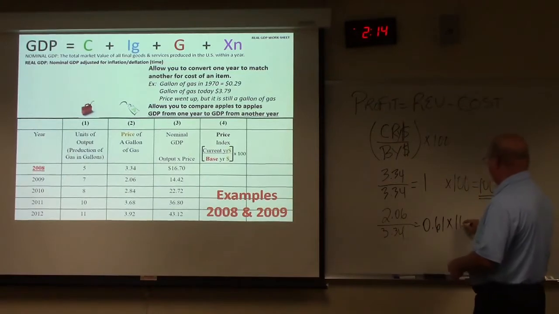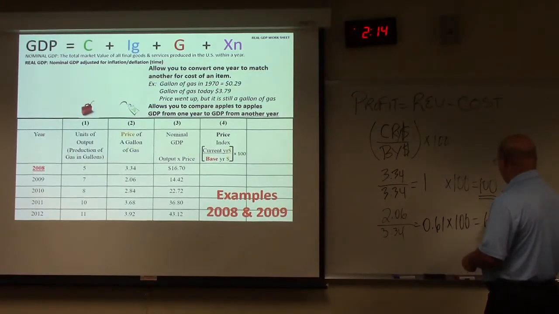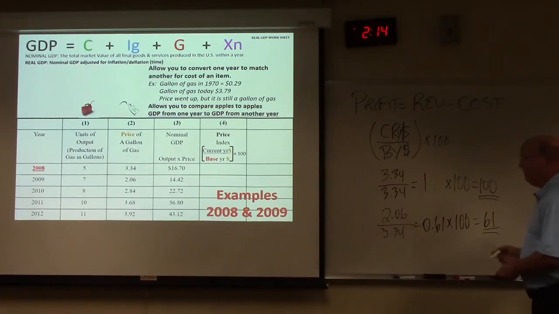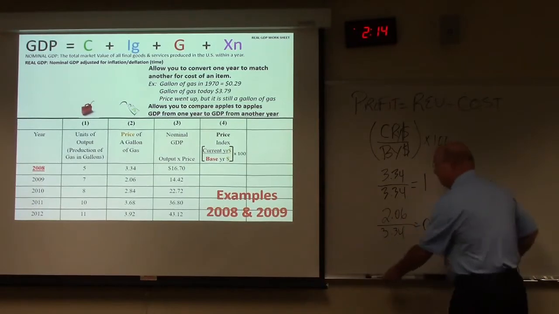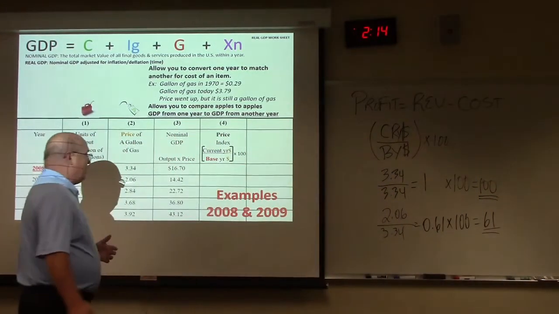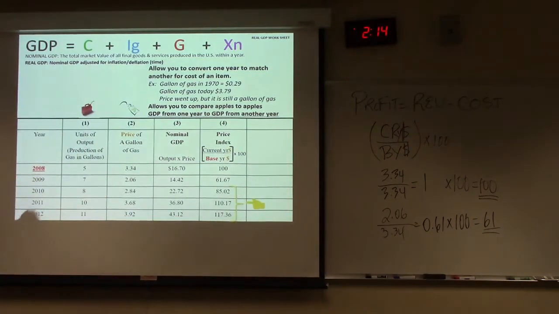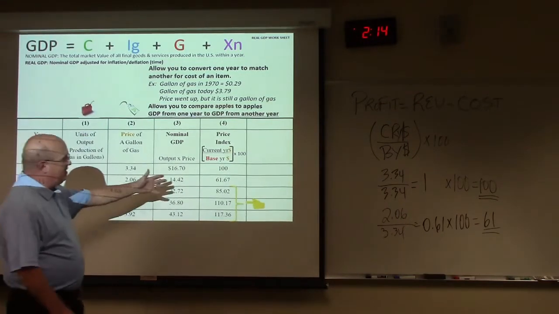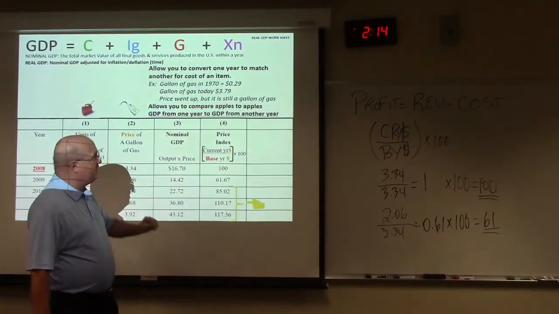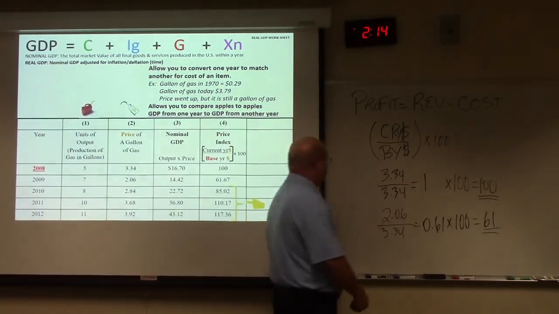0.61. Now times that by 100. And we have a price index in 2009 of 61. Now you're going to have to do a couple of these, so you may want to make sure that you've got this. If you do the math for the rest of them, it should come out to 8502, 11017, and 11736. Now this by itself means absolutely nothing. This is just the conversion factor that we're going to use in the next formula.